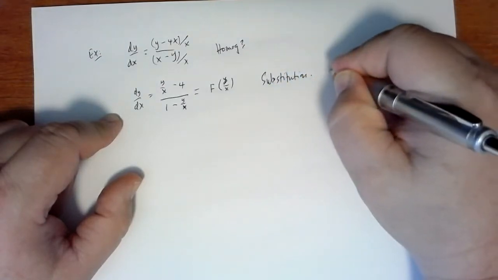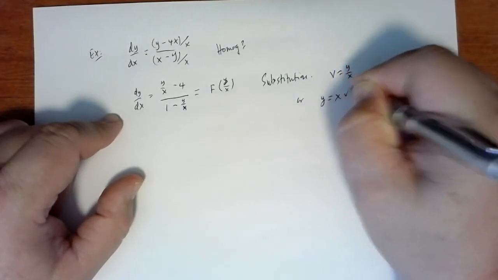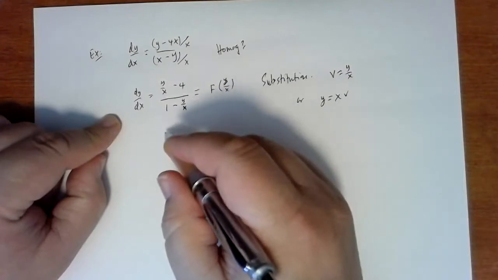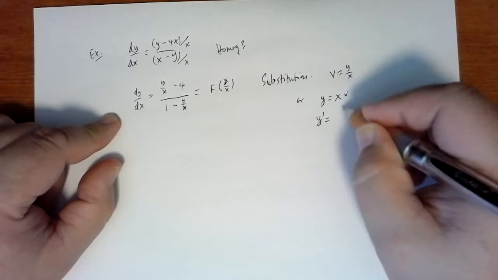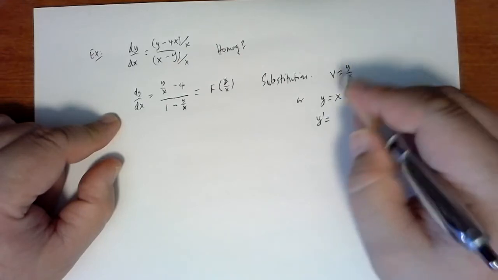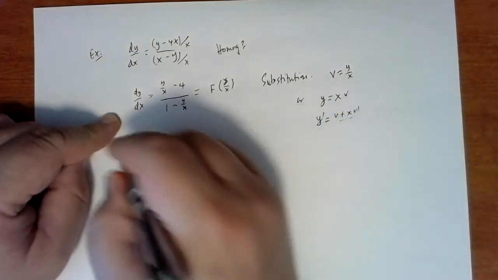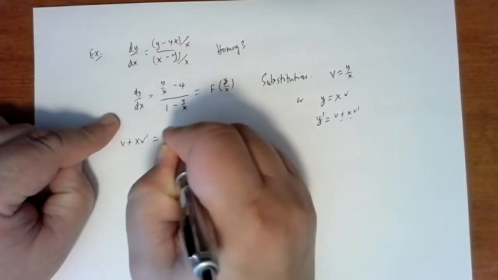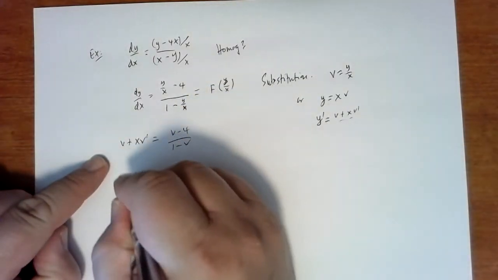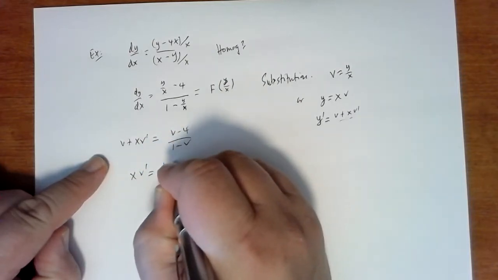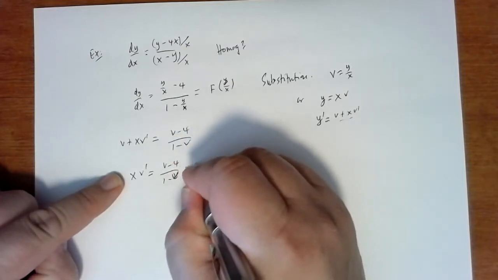Substitution, v equals y over x, or you could write it as y equals x times v. Okay, and so I need to substitute something for the derivative. Let's just go through that computation real quick again. Y prime is v plus xv prime. I'm using a product rule there. So v plus xv prime is equal to v minus 4 over 1 minus v. Good. So let's do some algebra. If you're going into engineering, you got to love algebra. That's kind of a requirement.